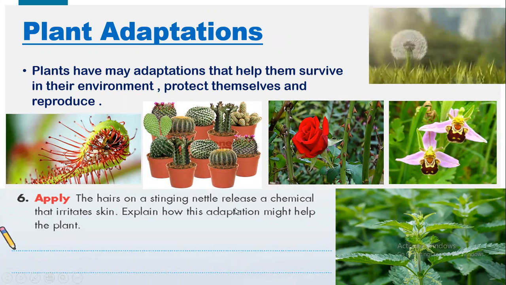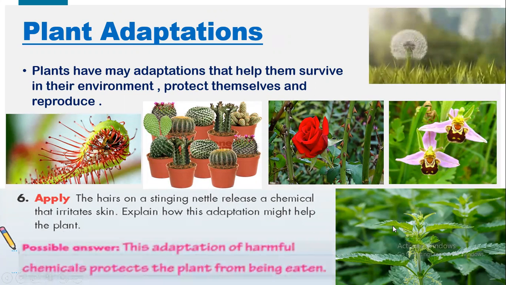The hairs on a stinging nettle will release a chemical that irritates skin. Explain how the adaptation might help the plant. Yes, such an adaptation with harmful chemicals protects the plant from being eaten.